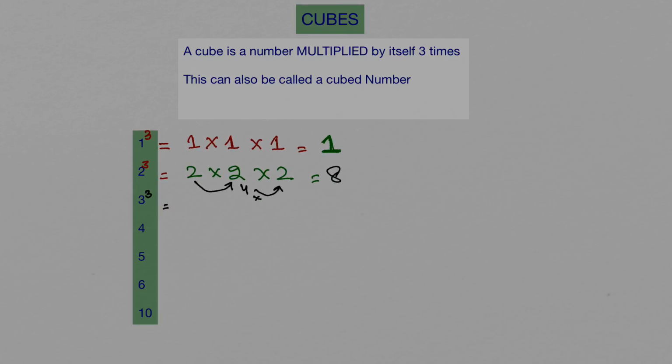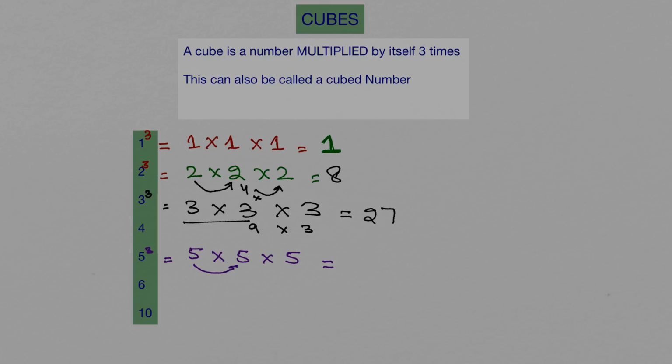3 cubed, we're going to times 3 by itself 3 times. 3 times 3 is 9, and 9 times 3 gives us 27. Let's do 5 cubed. How can you do 5 cubed? Same way: 5 times 5 times 5. We first do 5 times 5 is 25, and then times 25 with 5.